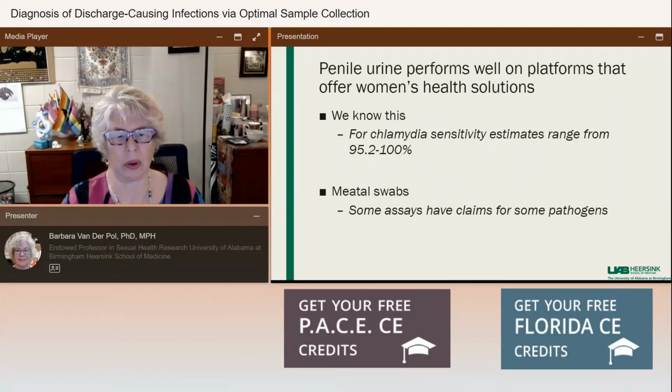But there aren't that many assays that have claims for it. So it is somewhat limited, and I would really check before you do that. And I have never personally found a man who said they preferred a meatal swab to providing a urine sample. So for the most part, stick with urine because we know it works well.